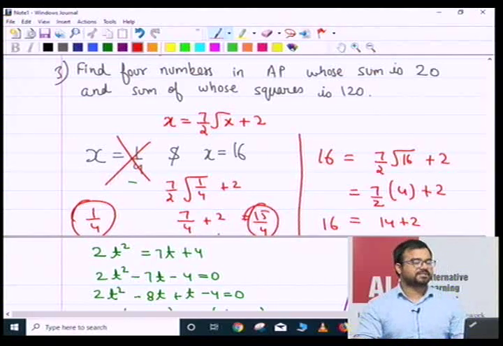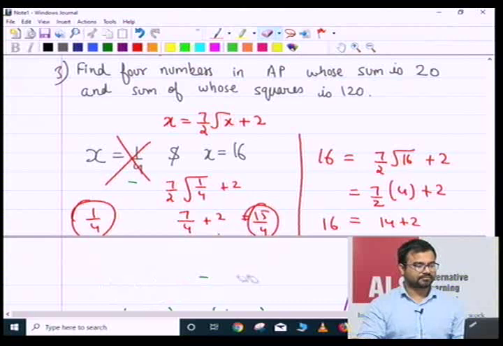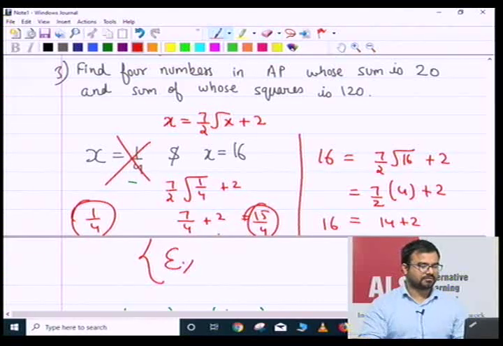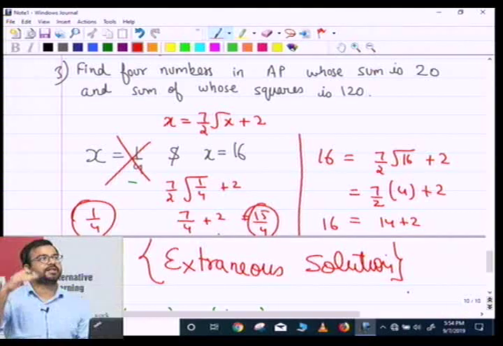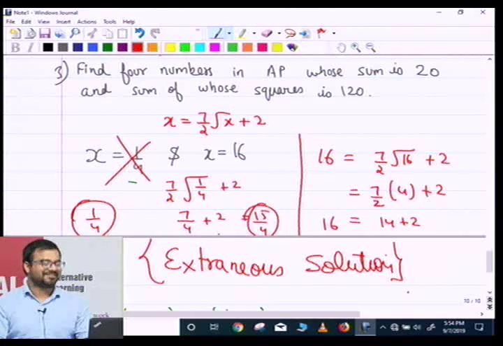Make a note of this term. This is known as extraneous solution. Extraneous solution means when you are squaring and you are getting extra. So that is known as extraneous solution.